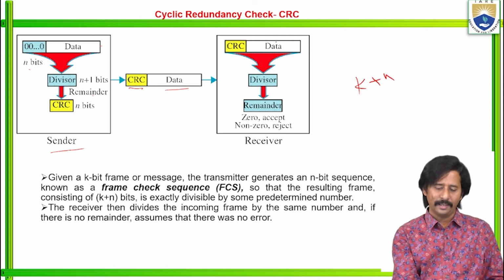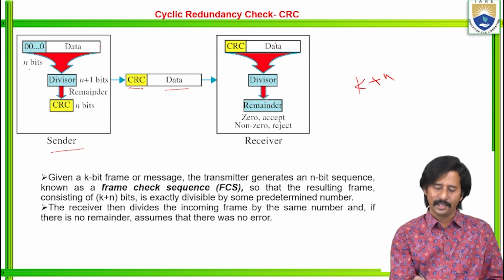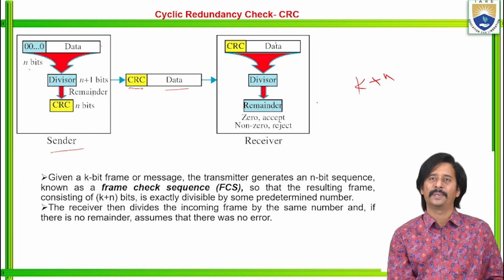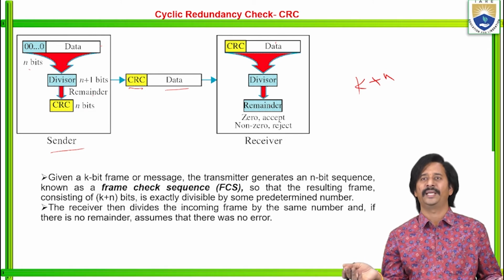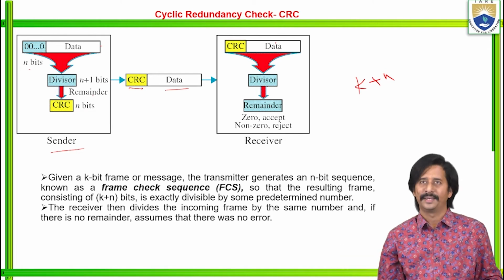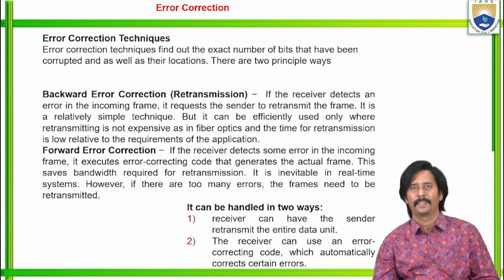At the receiver side, data as well as the CRC is divided by the divisor to get the remainder. If the remainder is 0, it is acceptable. Non-zero means something has happened or something is fishy, then automatically we call it rejected. So that is the cyclic redundancy check.